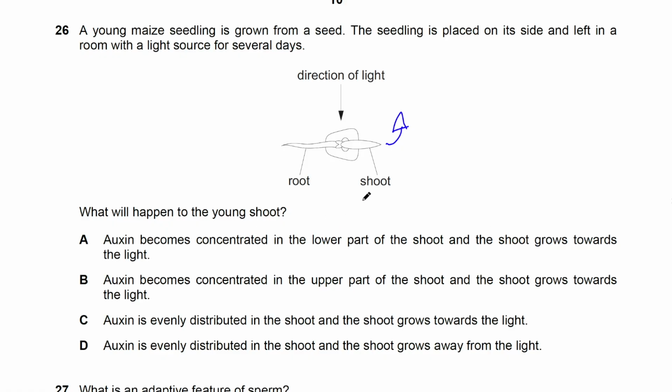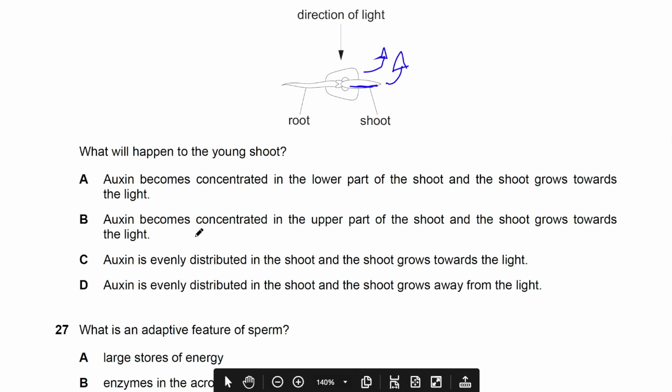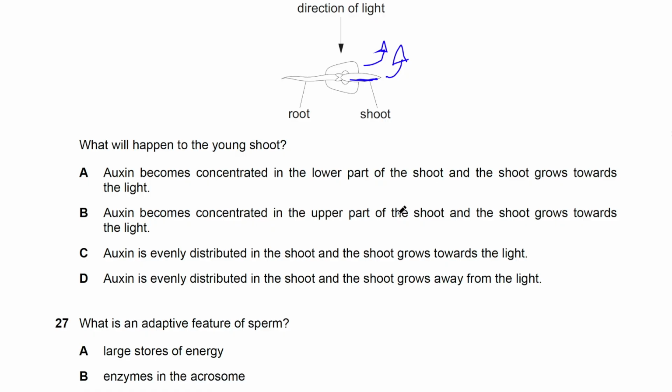This is 100% right. I will explain it again. Once the light comes from this side, the auxin hormone will escape and accumulate, concentrate in the shaded area here. And what will happen? Because of auxin hormone, it will stimulate the cells to become longer, to elongate. That's why it will become longer and bend toward the light. For me, A is right, but let's read the rest of the options. B. Auxin becomes concentrated in the upper part. That's wrong. So B is wrong.